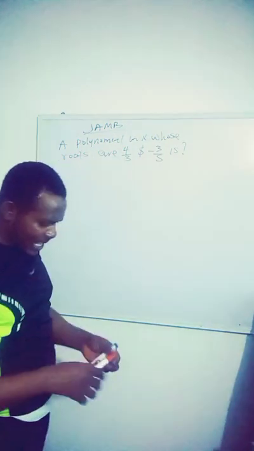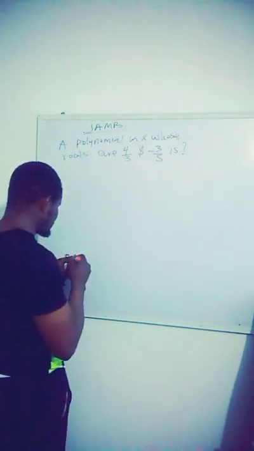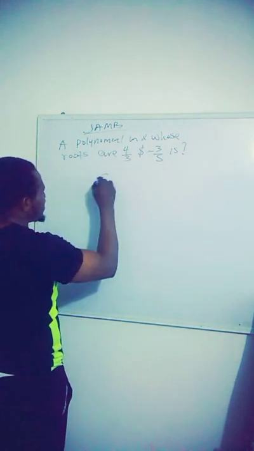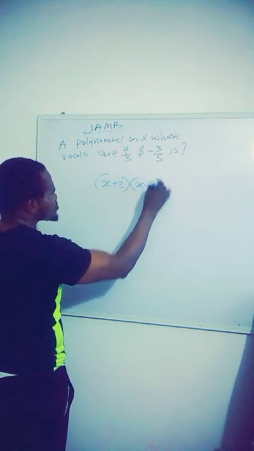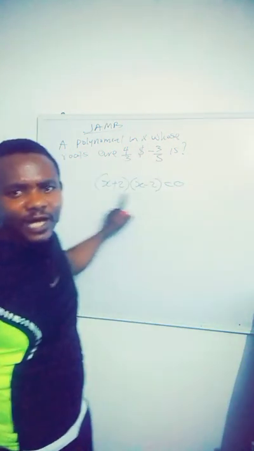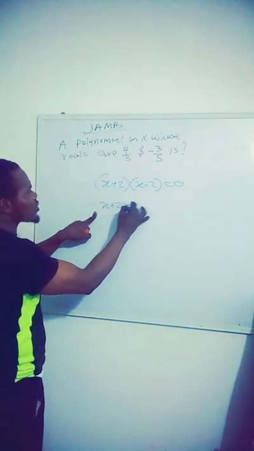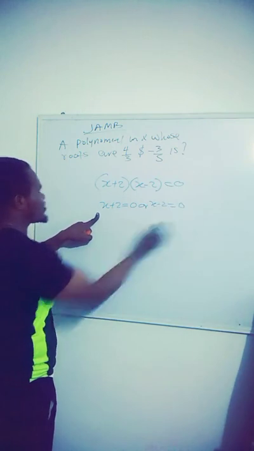Now, if you remember that if you have two factors, let's say you are having s plus 2, s minus 2 equals 0. If you are looking for the answer here, how do you write it? You say s plus 2 equals 0 or s minus 2 equals 0.